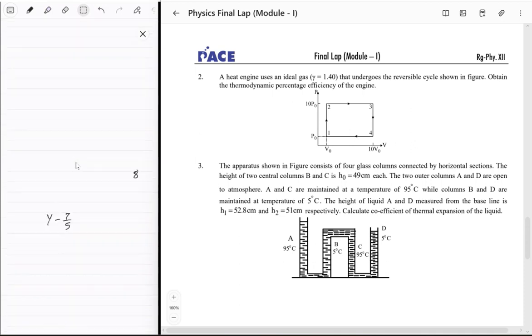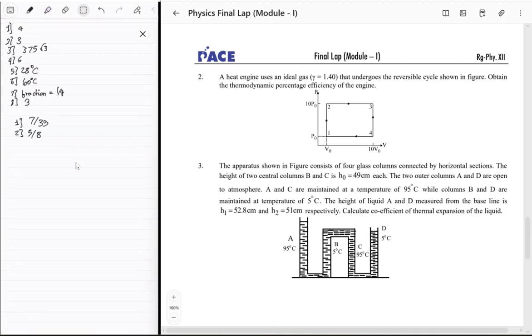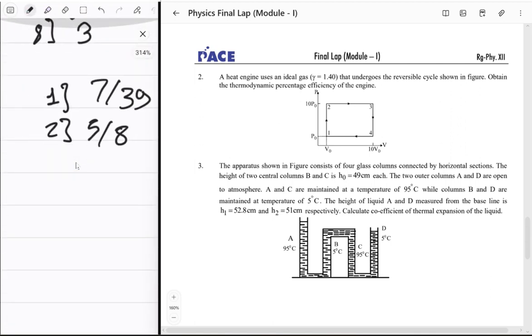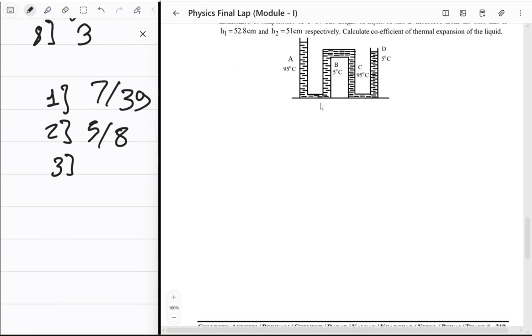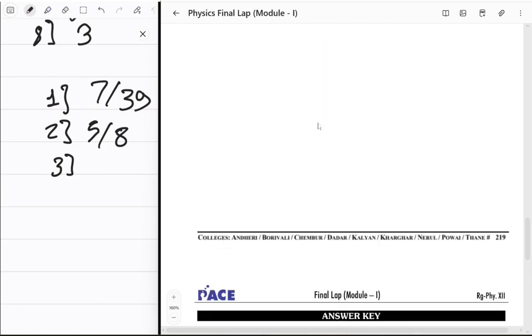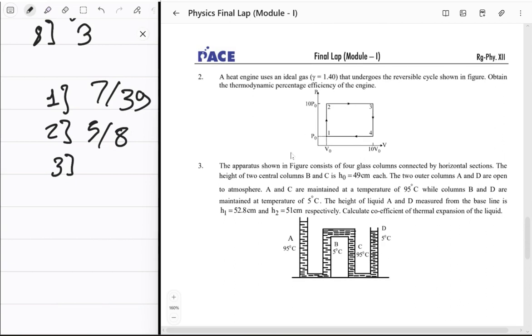Third, most likely मेरा इनकरेक्ट नहीं है because इतना सारा कैलकुलेशन करने के बाद भी इनकरेक्ट ही रहता है। Third क्या है, the apparatus shown in the figure consists of 4 glass columns। इतना ही है क्या सब्जेक्टिव टाइप में? अच्छा ठीक है, तुम्हें 3 ही क्वेश्चंस दिए, वो भी तीनों के तीनों खराब टाइप के। The apparatus shown in the figure consists of 4 glass columns connected by horizontal sections.